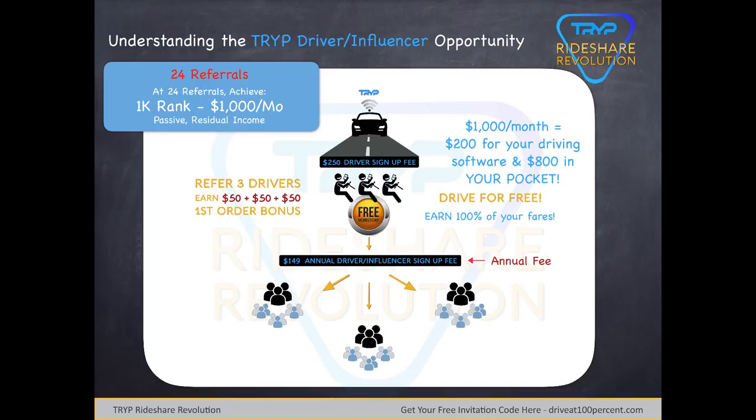$800 that you could be making your car payment, paying for gas, buying groceries, whatever you want to do. It's extra money in your pocket. You're still driving for free. You're still making 100% of your fares every time you pick up a rider and take them for a ride. And anybody you're bringing in as a direct referral off of your invitation code, you're still getting $50 a piece on top of all of this other money.